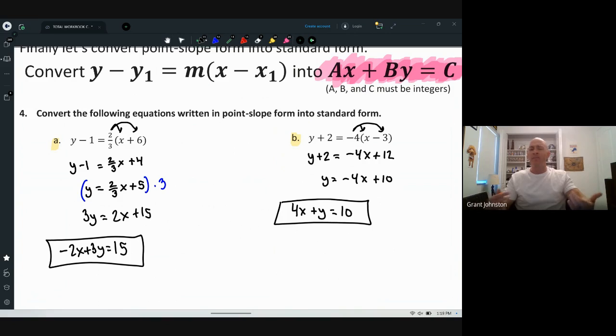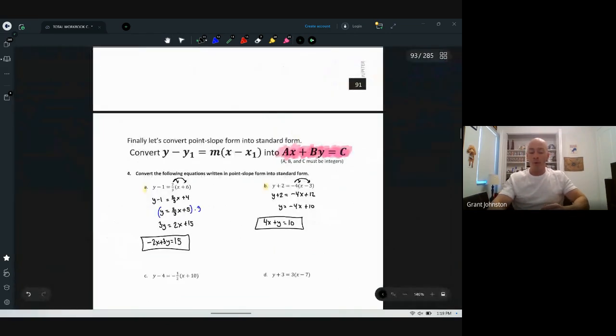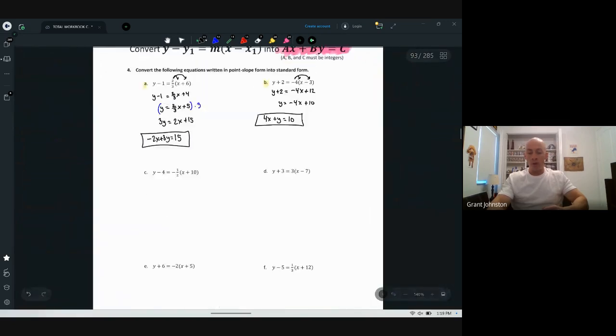So again, the method that I'm kind of using here is first convert it into slope-intercept form, and then you can convert it into standard from there. So that's kind of it. That's how you convert forms. So I'll let you do the rest of this page.